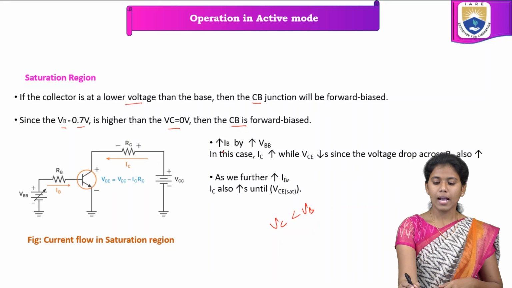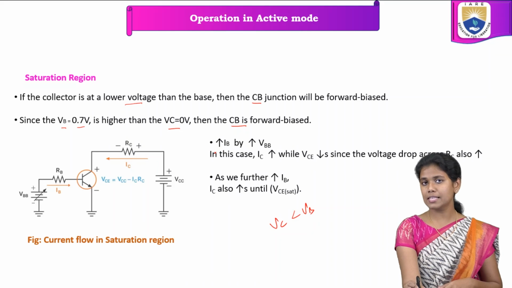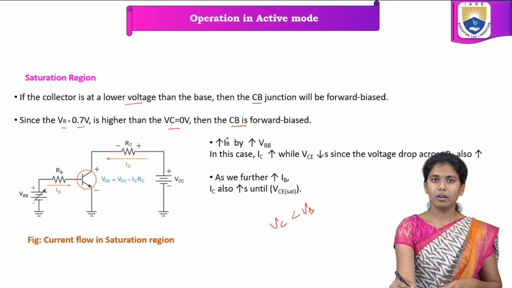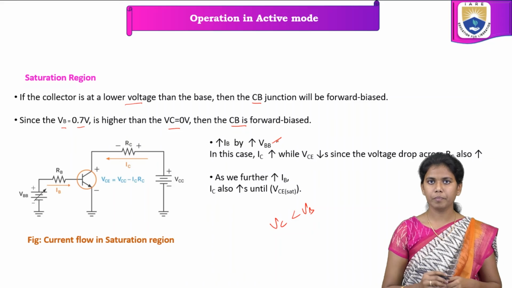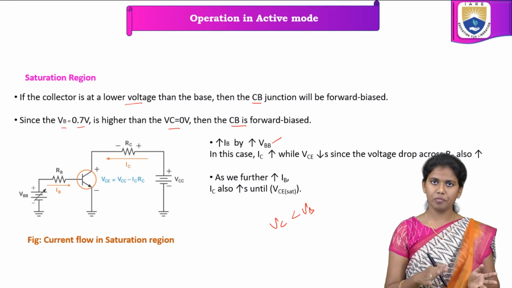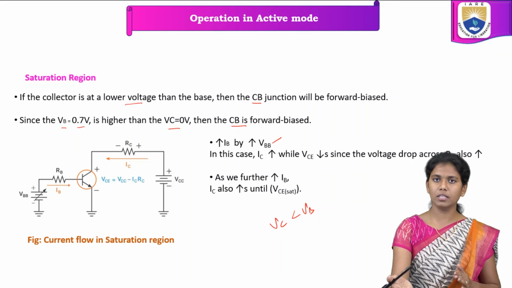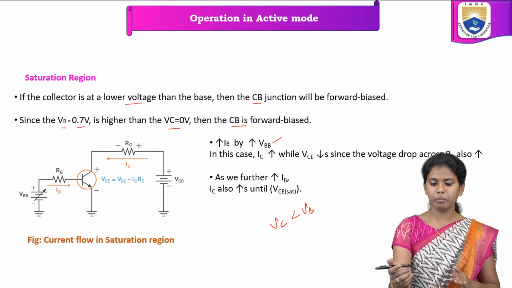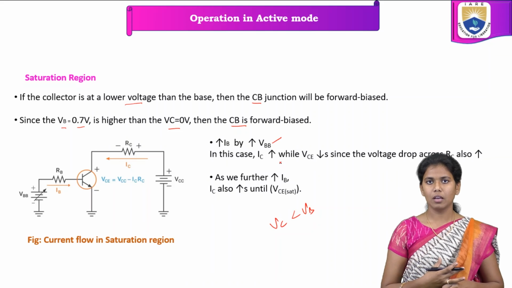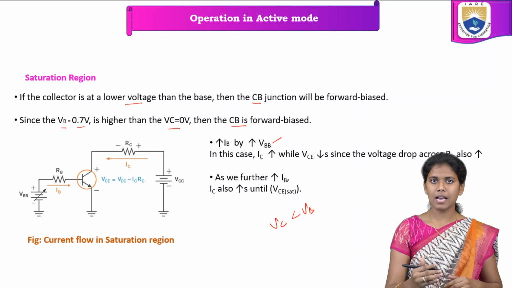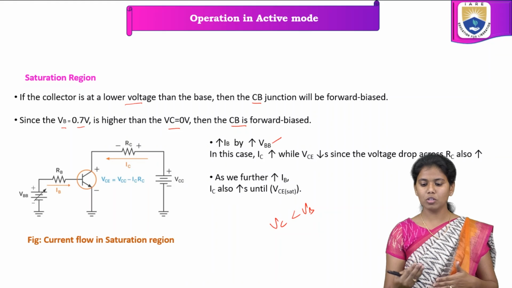So here, as there is an increase in the base current by increasing the VBB. As you are increasing the base current, obviously there would be an increase in the base voltage, that is base voltage source VBB. In this case, the collector current also increases. As IB increases, collector current also increases.